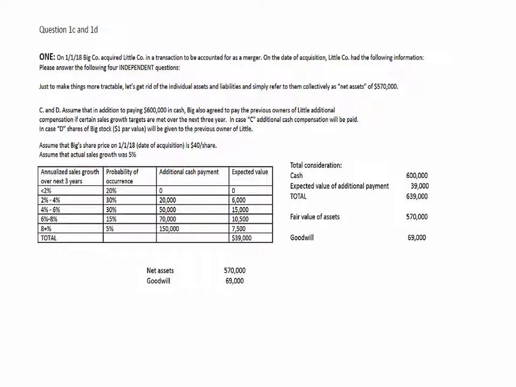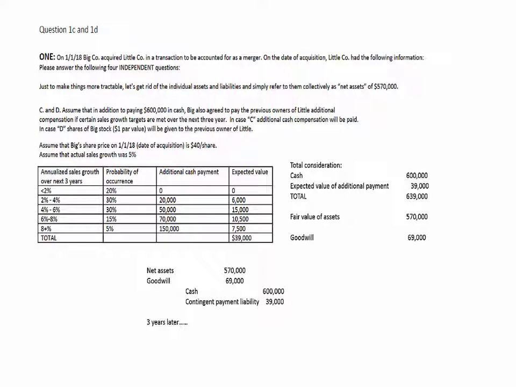So we'll record the acquisition, and just to make life easier, instead of recording all the individual assets and liabilities, let's just record the net assets of $570,000 plus $69,000 in goodwill plus our two forms of payment. We pay out $600,000 now, and we have a contingent liability for $39,000.